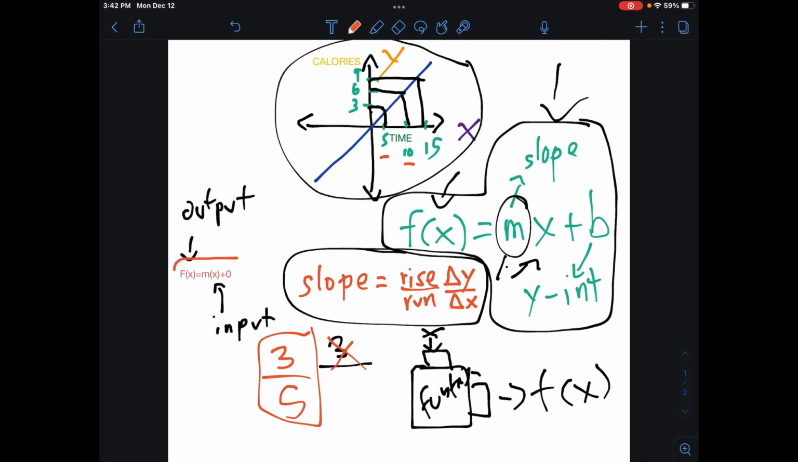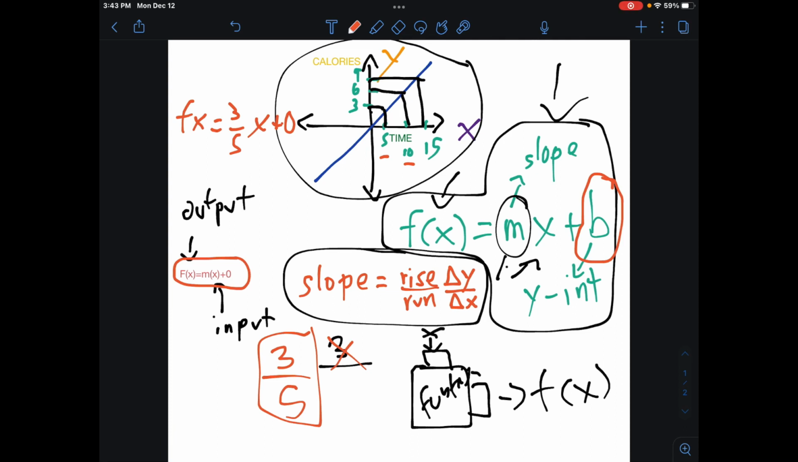So here in this function, which represents this graph, we would replace that m with 3 over 5. So we will have f of x is equal to 3 over 5. And x will just represent the input, which right now is being represented by the time, so how much time is being spent exercising. And then we have plus 0, because the 0 is representing the y-intercept, which we can see over here on our right.